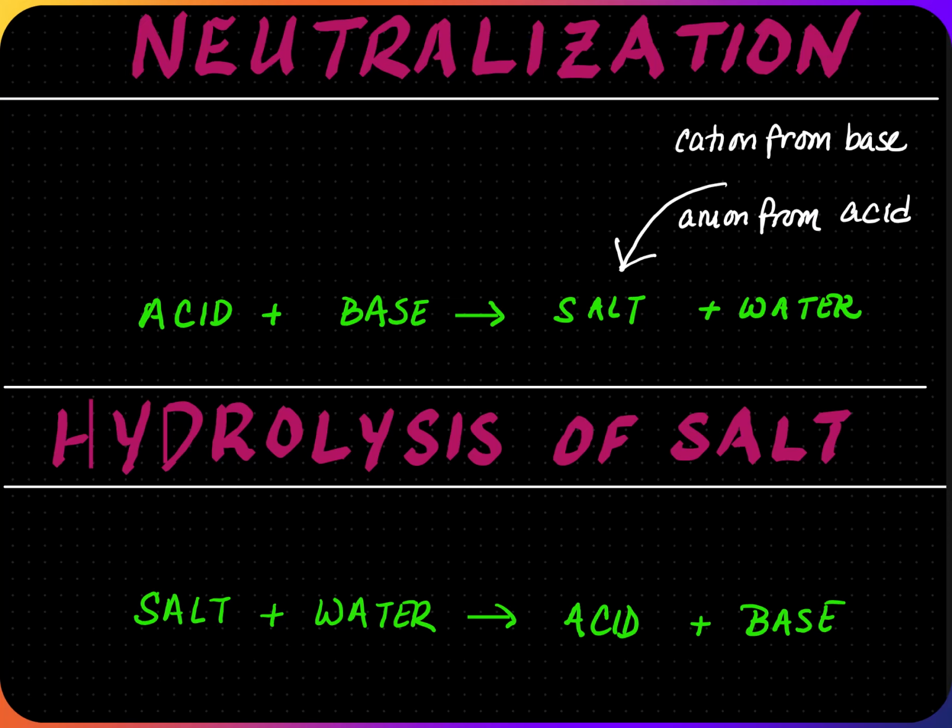A salt is an ionic compound in which the cation is from the base and the anion is from the acid. So this is an ionic compound. The reverse reaction of a neutralization reaction is called hydrolysis of a salt. So what we do is we just reverse the reaction. We take the salt, react it with water, and it will yield acid plus base. Both of these reactions are double replacement. So you see the cation will replace the cation and they'll swap partners.